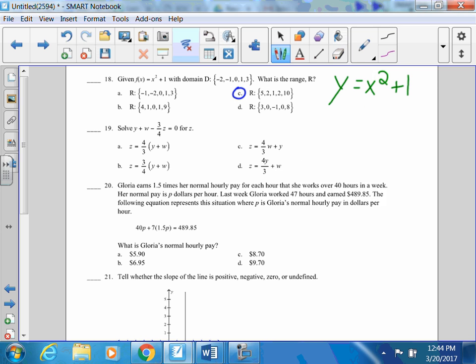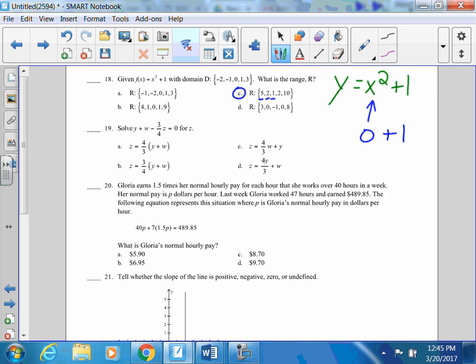Let's plug in -1 for x. -1 squared is 1. 1 plus 1 is 2. There's a 2 right there. Okay, let's plug in 0 for x. Well, if you plug in 0 for x, 0 squared is 0, and then plus 1 is 1. I see a 1 right there.